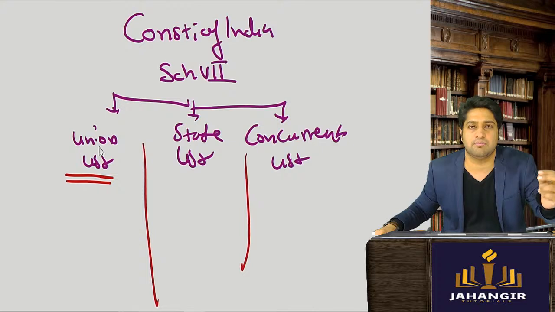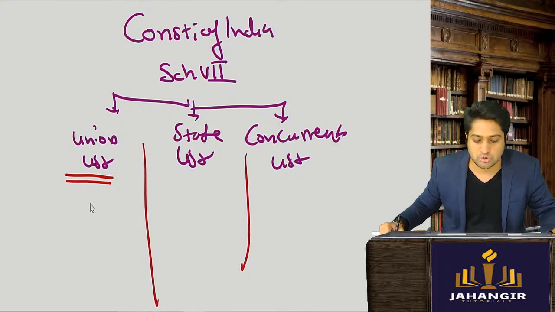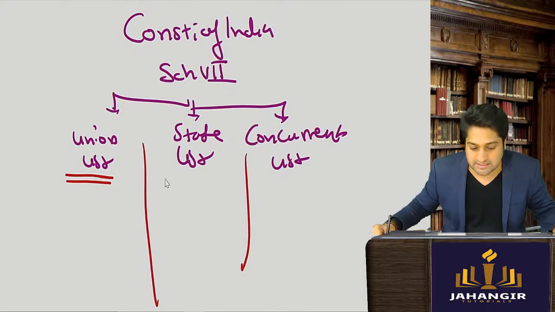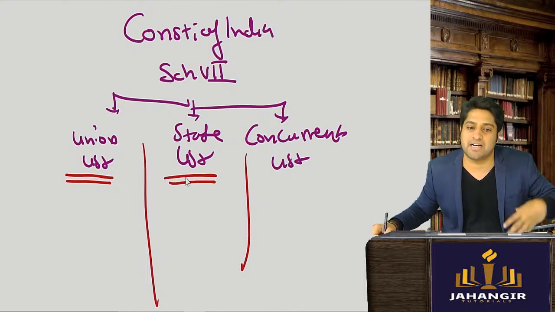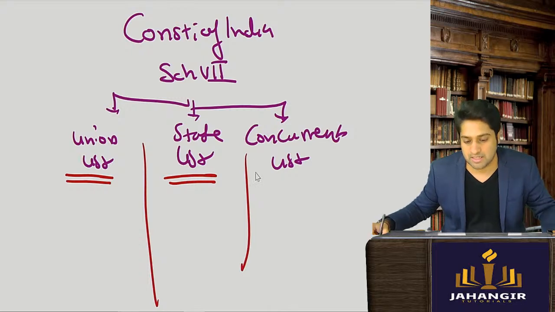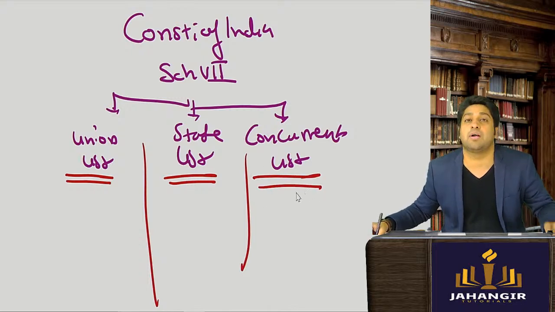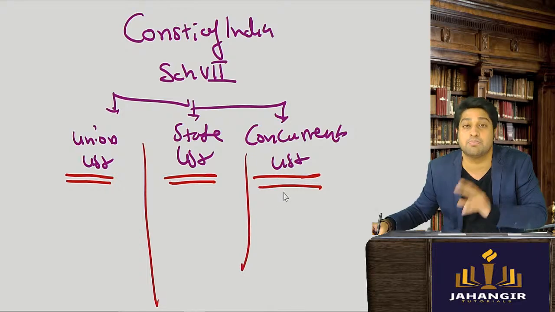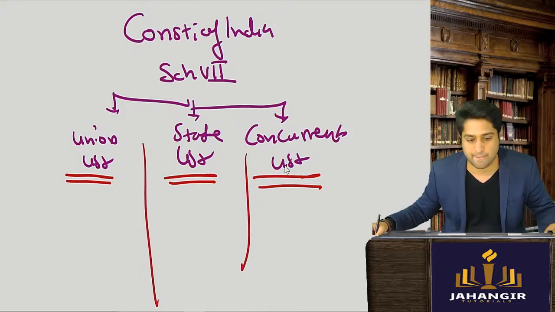Now the matters are clearly divided. Certain matters are given in the union list; only the union government, that is the central government, can make the law. Whatever is given in the union list, only the union government can make the laws. Whatever is given in the state list, only the state government can make the laws. And whatever is given in the concurrent list, both governments can make the laws.